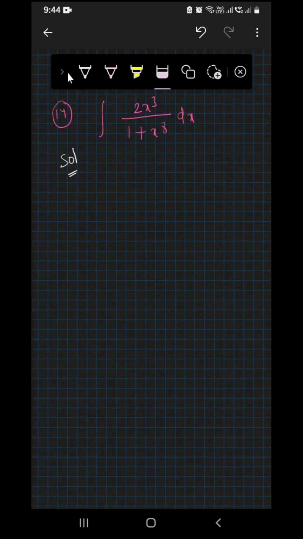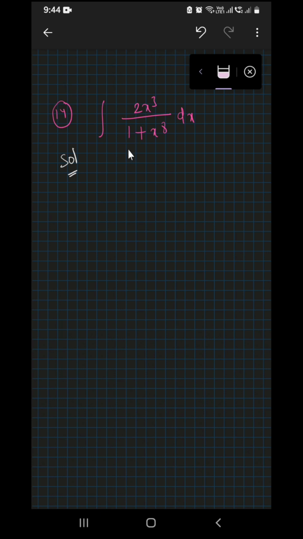Next problem. Integration of 2x cube by 1 plus x power 8 dx. If you see in the question, we have x cube, which is related to the derivative of x power 4. That's why we should write x power 8 as x power 4 whole square. So like this, integration of 2x cube by 1 plus x power 8 is equal to x power 4 whole square dx.